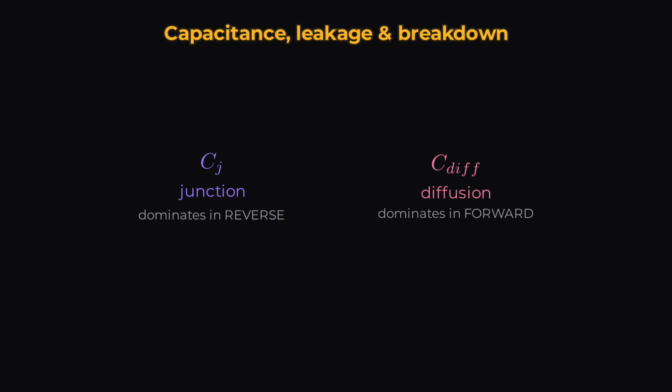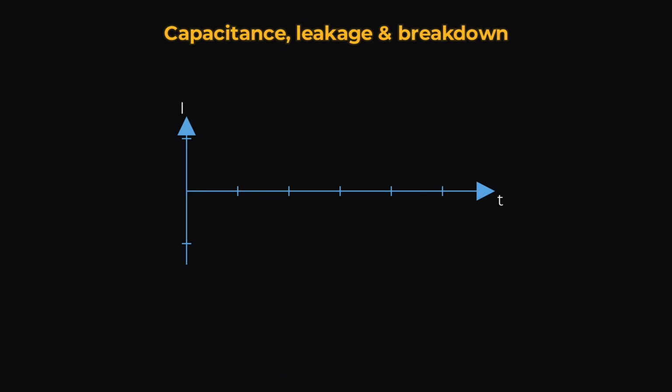There are two capacitances, and they must not be conflated. Junction capacitance dominates under reverse bias. Diffusion capacitance from stored minority charge dominates under forward bias. Stored charge also limits speed. To turn a conducting diode off, the stored minority charge must first be swept out.